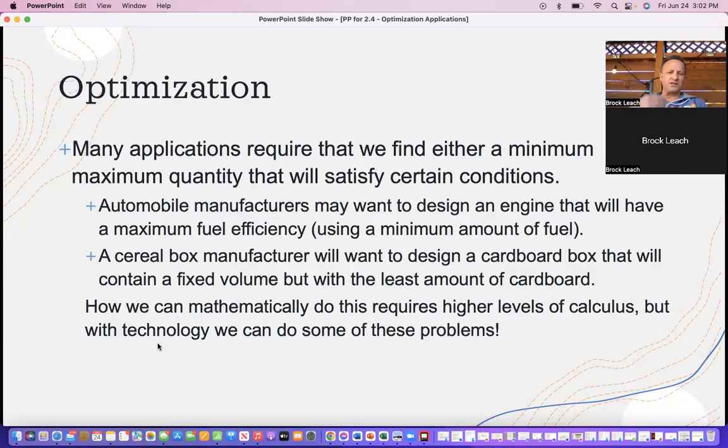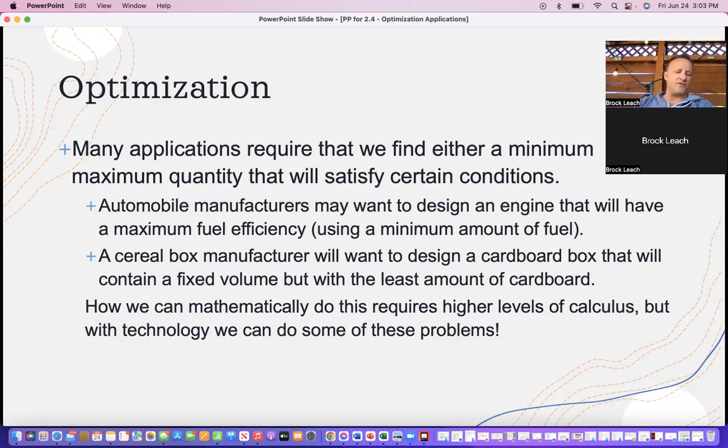There's a lot of applications that require that we find either a minimum or a maximum quantity that will satisfy certain conditions. Automobile manufacturers may want to design an engine that will have a maximum fuel efficiency. There may be a fuel efficiency variable that's relatable to the size of the engine, and they could produce an equation where we could find a maximum fuel efficiency, which is really using a minimum amount of fuel.